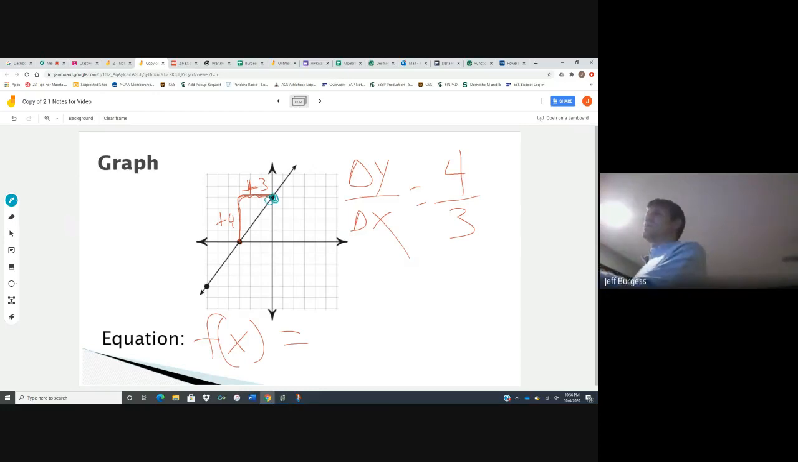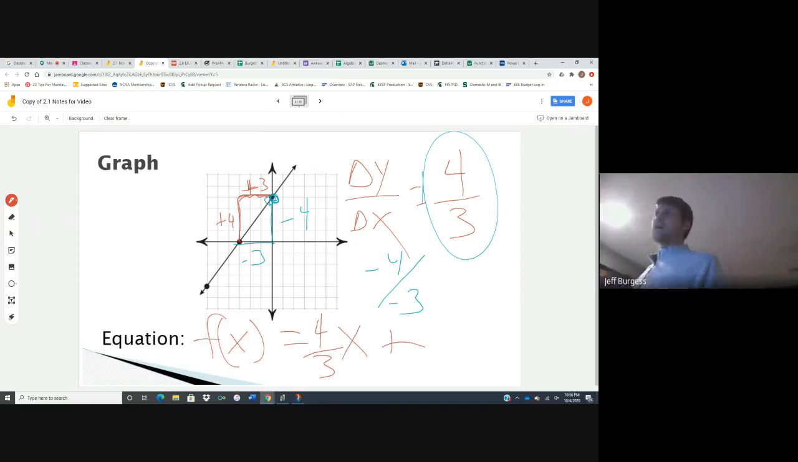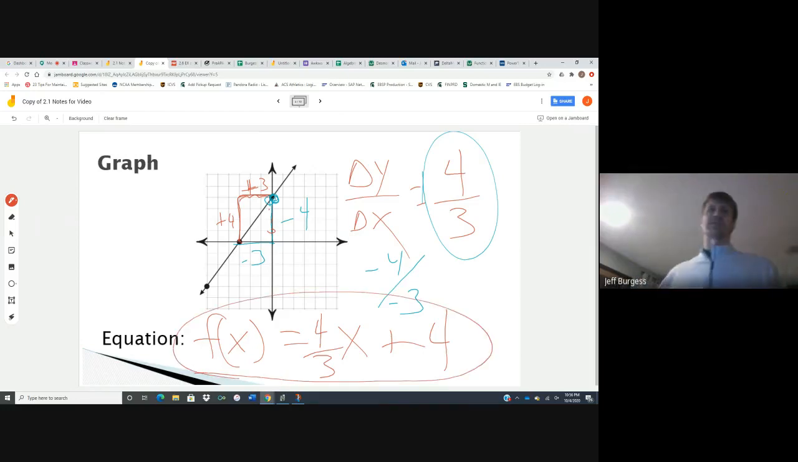So if you start here, you can go down 4, and then you're going back 3. So your slope would be -4 divided by -3, which is obviously mathematically equivalent to 4/3. So your equation would be f of x equals 4/3 x, okay, plus b. Obviously, as we just talked about, your b is your y-intercept, right? You got 1, 2, 3, and 4 would be your y-intercept when you do that.